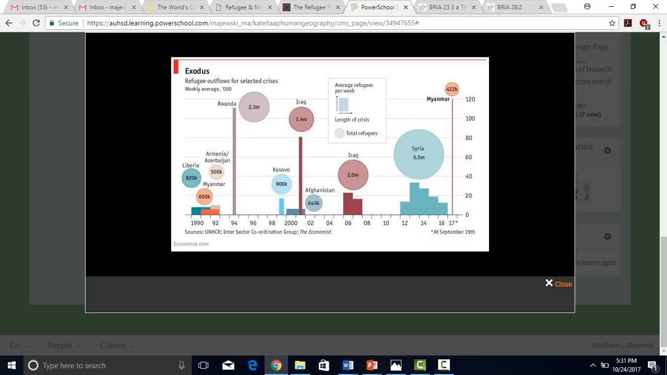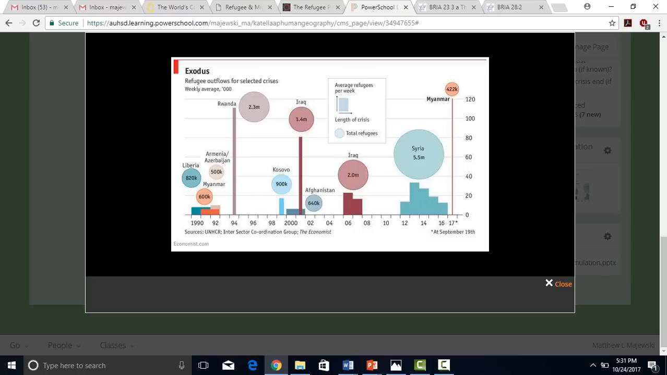So this one here, the first one went from about 1990 till about midway through 1992. Obviously the top to bottom of the line just is a visual reflection of how many people were affected by it. So let's start in Liberia. Liberia had a civil war in 1990. Lasted for about a year and a half.